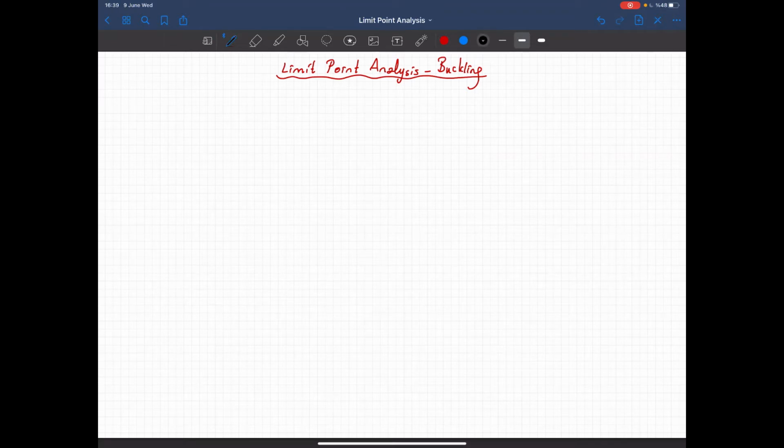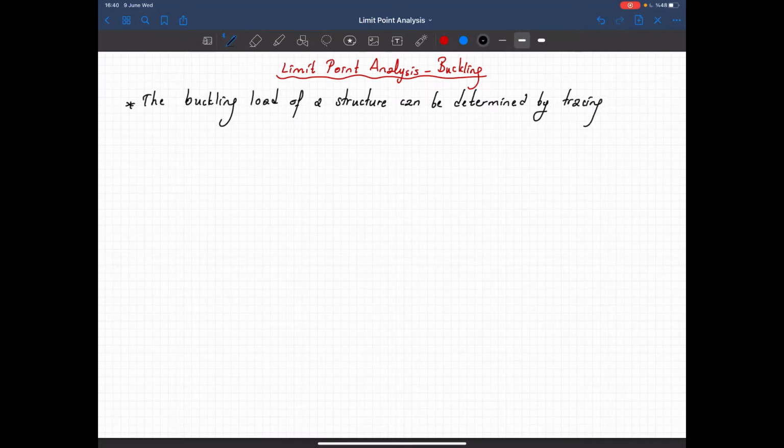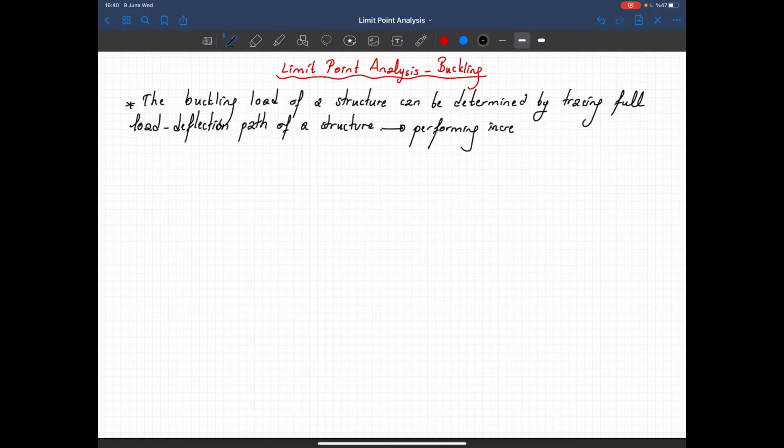Okay, so let's write that. The buckling load of a structure can be determined by tracing the full load deflection path of a structure. And this can be done by performing incremental geometric nonlinear analysis.